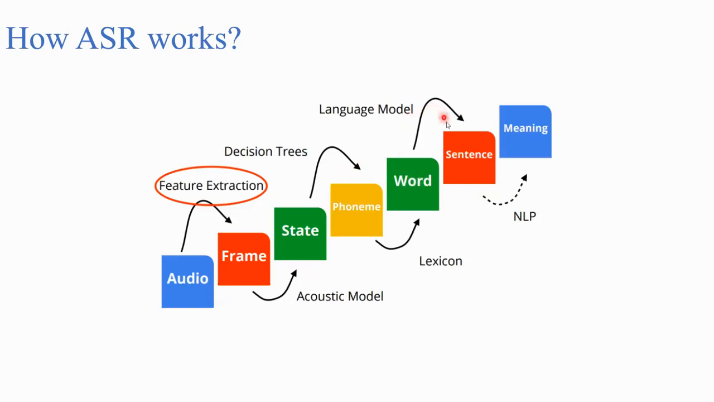And that forms a word, which will be represented as a sentence, and finally it will give some meaning. So this conversion of audio from frame state to phoneme will be an acoustic model, and the word, sentence, meaning will come under the language model. So these are the feature extraction. So why is there a decision tree here?